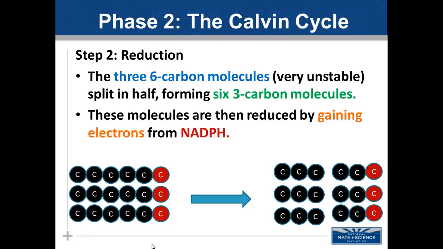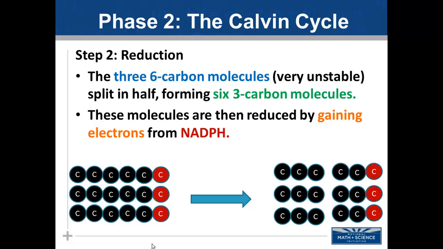Then the second step is called reduction, and reduction, remember, in terms of a redox reaction, is gaining electrons. That might seem a little weird at first. You're gaining something, so why are you said to be reduced? Well, you have to remember that electrons have a negative charge, and so if you gain electrons, you're gaining something negative, and so your overall charge is being reduced.